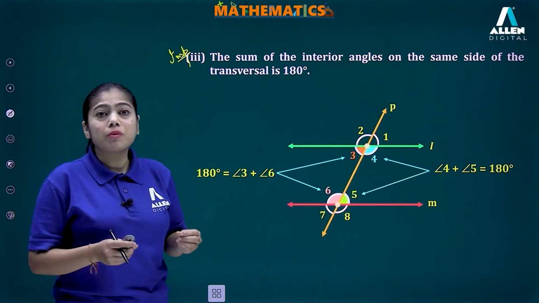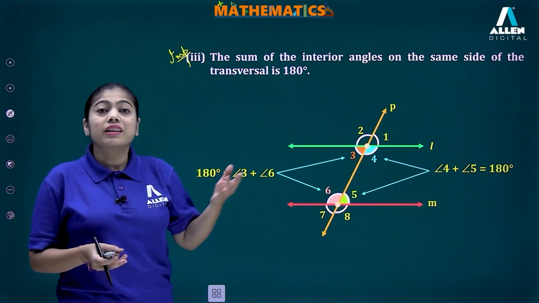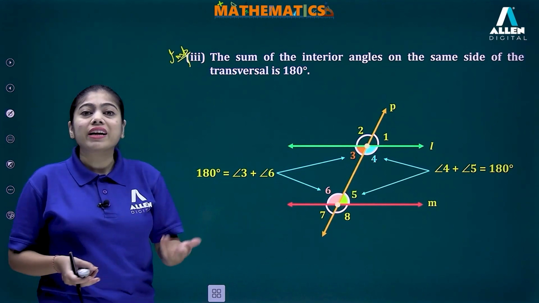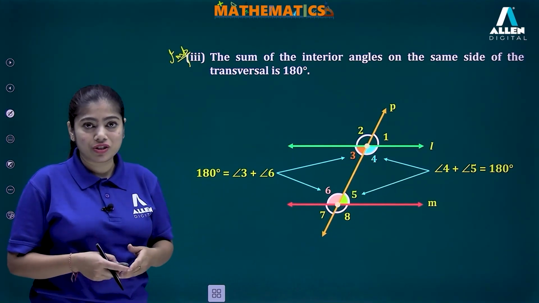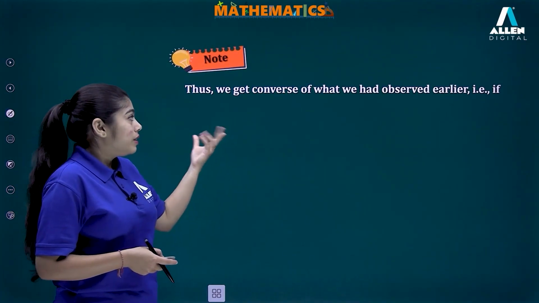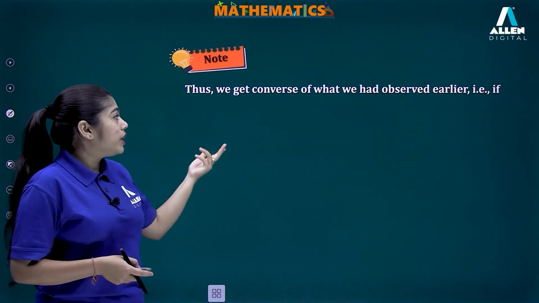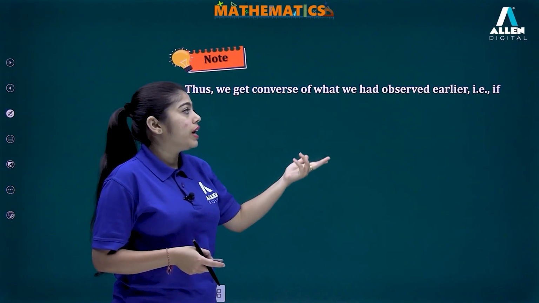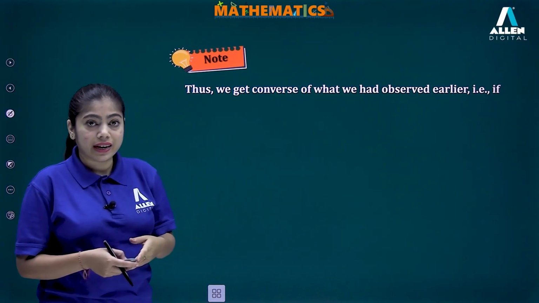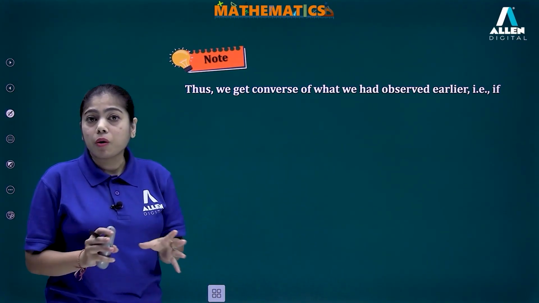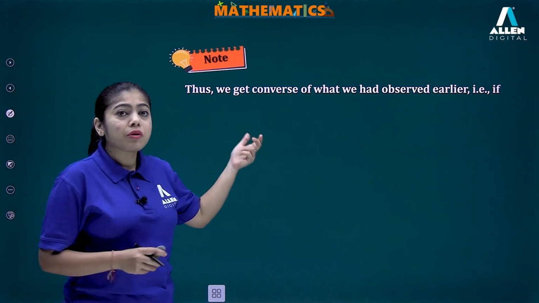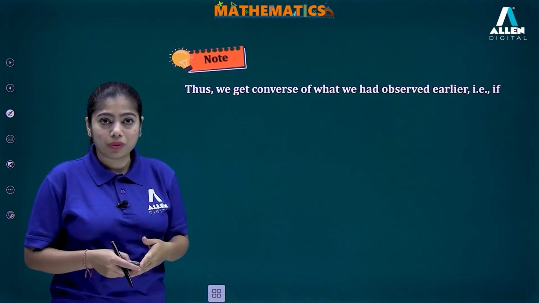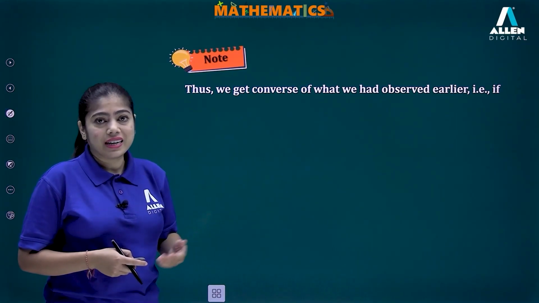So, all these three properties are very important, class. They are going to be used for finding out the angles in the questions, right? Now, there is one note over here. We get the converse of what we have observed earlier. All these three properties that we have discussed right now have a converse. What is the converse? Let us see.